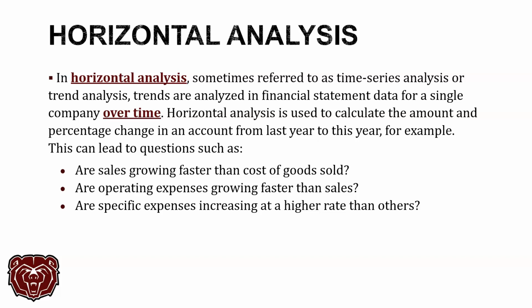So are sales growing faster than cost of goods sold? If so, why? What was the percentage, right? We're comparing to last year. Are sales growing faster this year than last year, right? Are they growing faster than cost of goods sold? Are operating expenses growing faster than sales? If so, why? What can we do to reduce that?